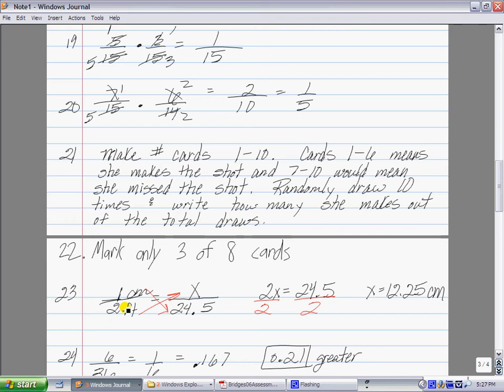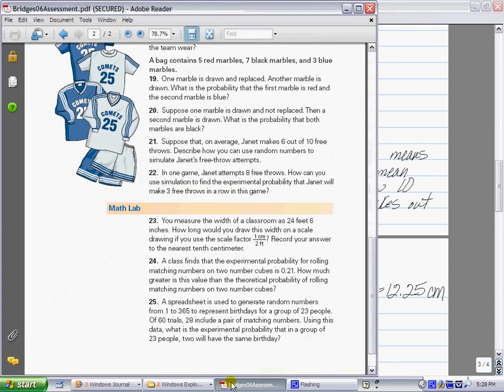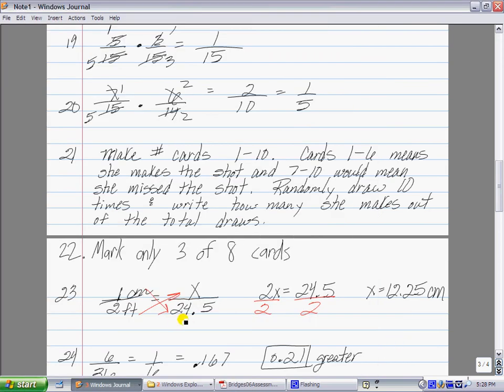Well, your x is the part that you don't know. You don't know how many centimeters long you will show the room to be on your paper. You do know that the room is actually 24 feet 6 inches, which is 24.5 feet. I simply will cross multiply and solve. So I get 2x equals 24.5. I divide by 2 on both sides, and I will want to draw a line that is 12.25 centimeters in order to represent my room. Let's look at number 24.